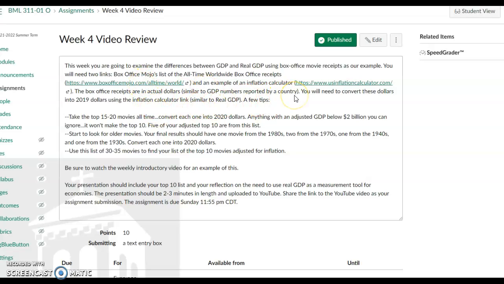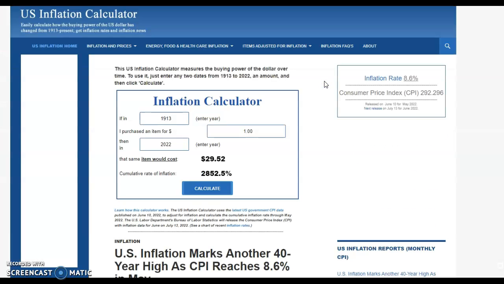You're going to convert those into $20. So it's going to allow you to go back here to the 1930s, the 1940s, the 1970s, and the 1980s. And so what you're going to do is you're going to use this calculator.